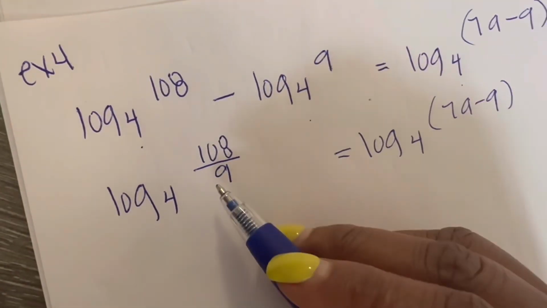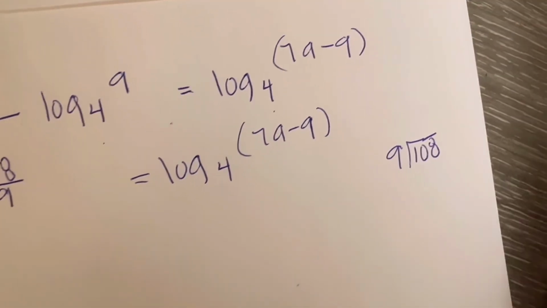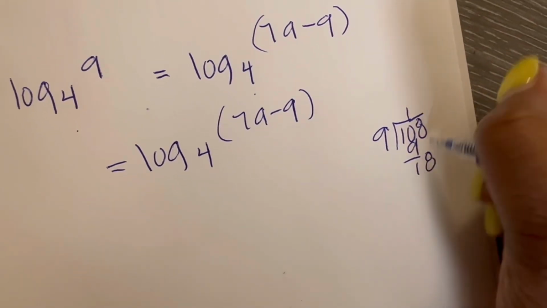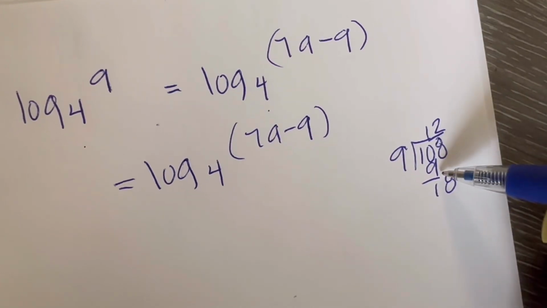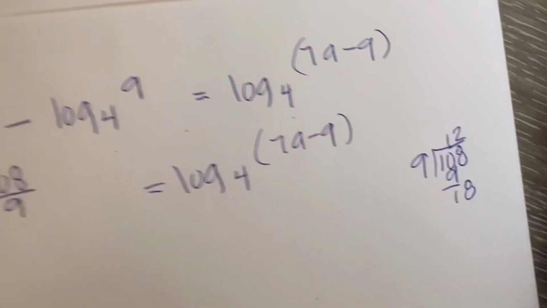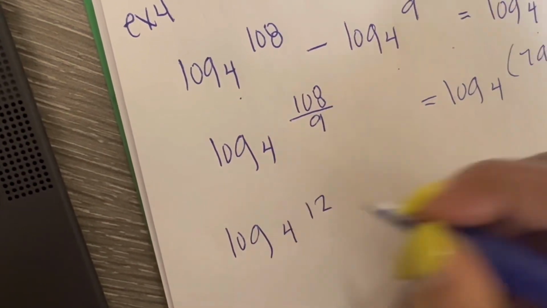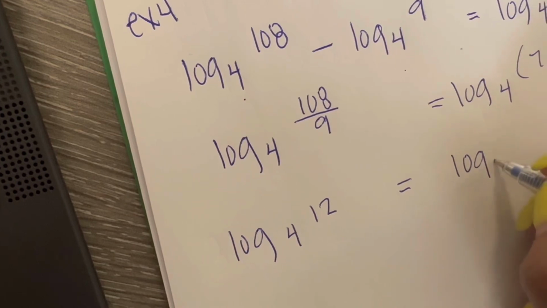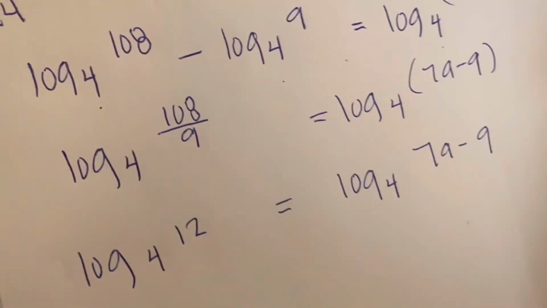What is 108 divided by 9? 108 divided by 9 is 12. Make sure you double check your math or use a calculator. 12. Log base 4 of 12 equals log base 4 of 7a minus 9.